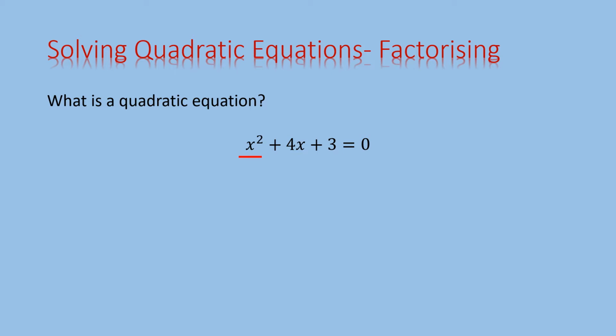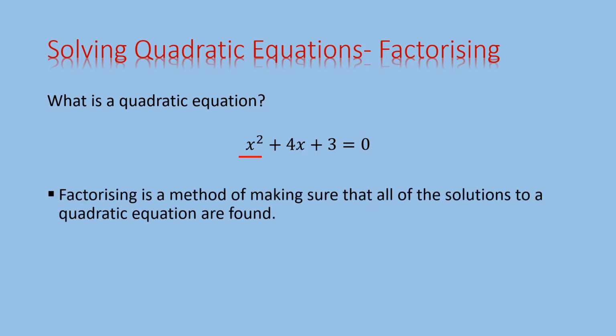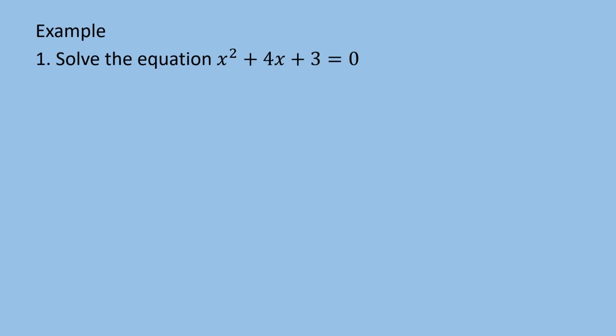You may be able to spot a solution of a quadratic equation by inspection, but this is not a reliable method because a quadratic may have two solutions. So factorizing is a method of making sure that all of the solutions to a quadratic equation are found. Let's see this example. Solve the equation x squared plus 4x plus 3 equals 0.